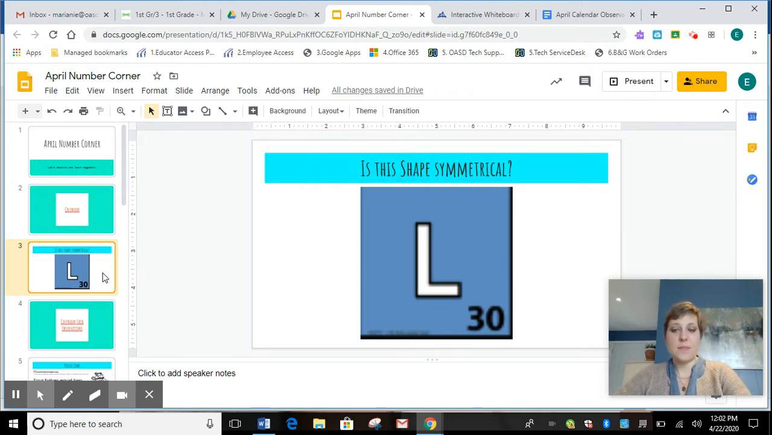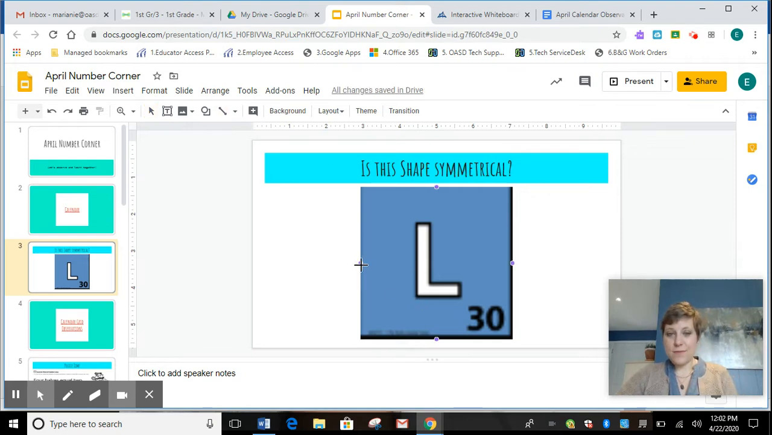Is the letter L symmetrical? Do you think it's going to be? Let's check. I'm going to start by dividing that shape vertically. Are those pieces lining up? No, they definitely are not. I see a taller rectangle on one side and a shorter rectangle on the other.